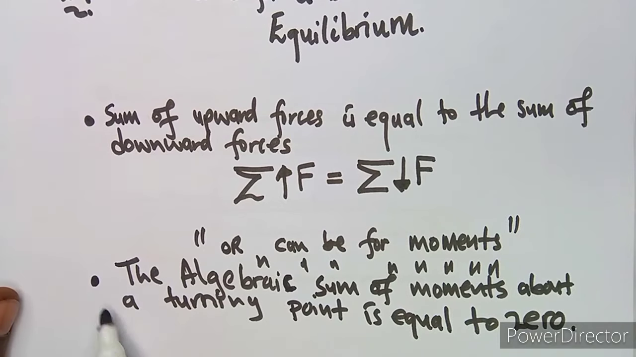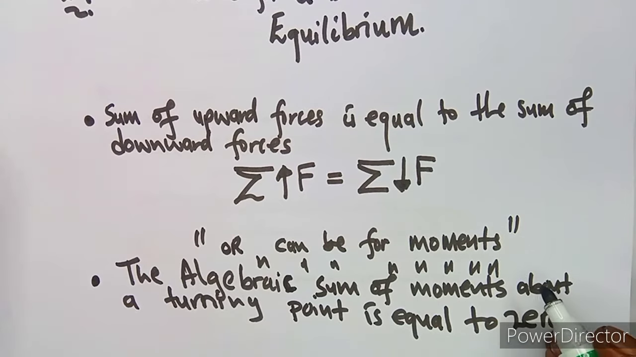Then the second one: the algebraic sum of moments about a turning point is equal to zero. You can take this as a consideration for a beam to be in equilibrium. So that's what we have there.